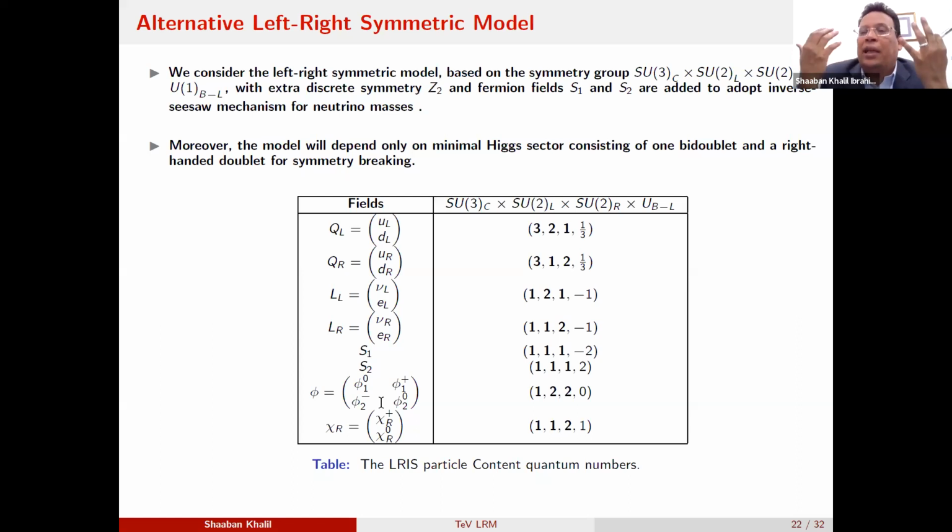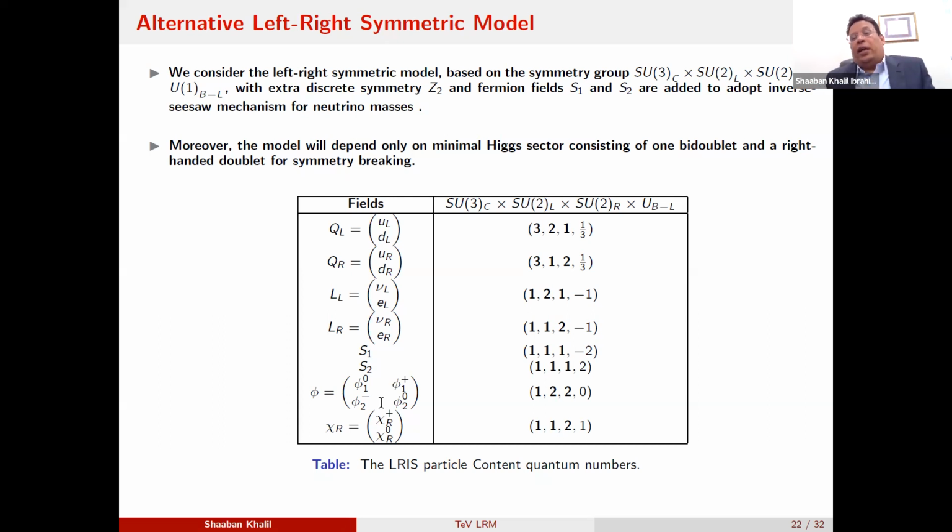So for minimality, as in the standard model, when we have one Higgs doublet, we can work with one right-handed doublet. I call it chi right. The rest is the same. You have the left-handed and right-handed quark doublets, left-handed and right-handed leptons, and the bi-doublet. This is to be able to write the Yukawa interactions and have all the fermion masses and interactions. And one chi right for breaking the symmetry SU(2) right cross U(1).